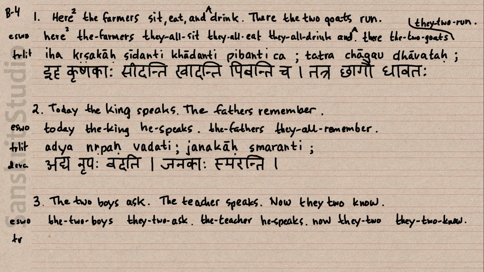So we have one balaha, but we have two boys, not just one. So balau, the two boys, and they two ask. So it's about prichchati, but what's the ending? Oh, we'll have two. It's a dual third person, we're talking about them. So prichchataha, right? And that's the end of that sentence. And then we're having a single teacher, acharyaha, and he's speaking, so it's simply vadati there, third person singular.